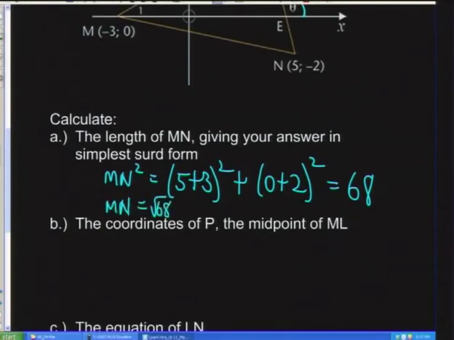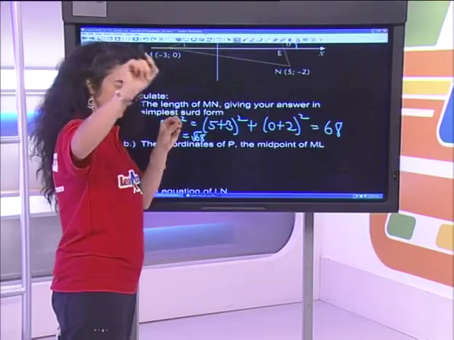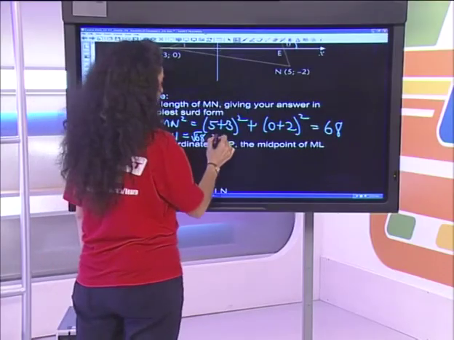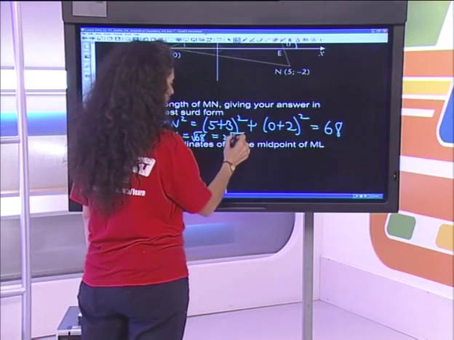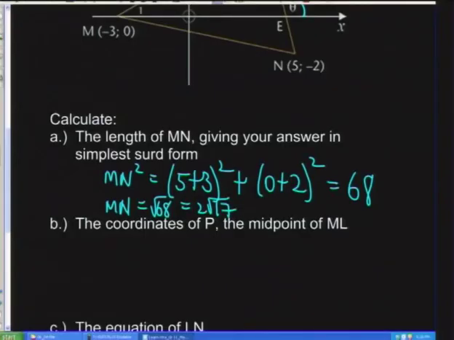Can you see now my square root is just tiny? It's little. I don't have to have those massive square roots coming along. And that gives me 2 root 17. So that is the distance of MN.